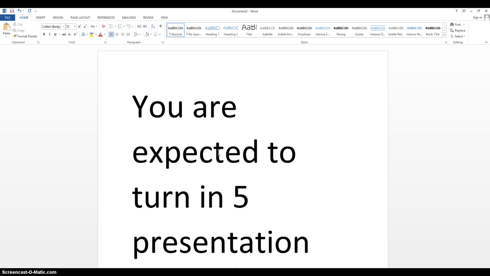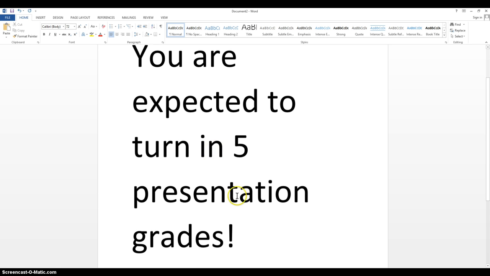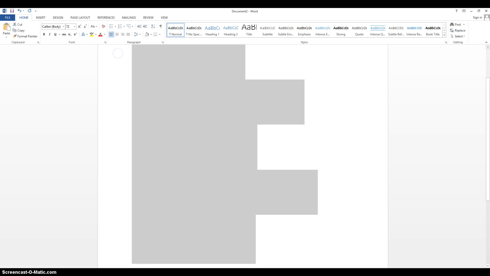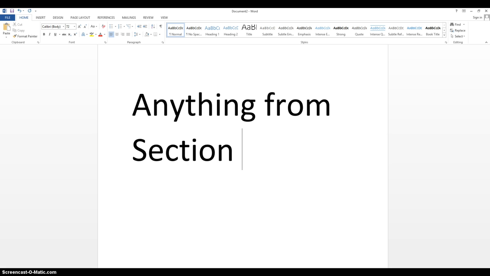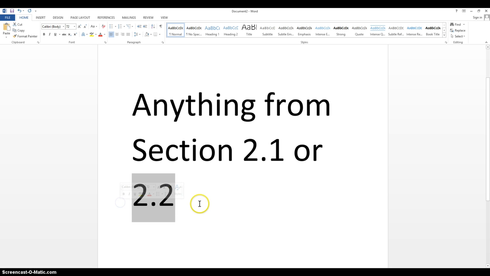Again, let's go over it. Take your quiz. Make sure you do your 5 presentation grades. After that, make sure you turn those in. So first take your quiz, turn it in, or give it to the person who's responsible to pick it up. Then start working on your presentation grades. Presentation grades are anything from section 2.1 or 2.2. We are almost done with 2.2, so I see no reason as to why you can't answer any questions from that section. So anything from section 2.1 or 2.2.